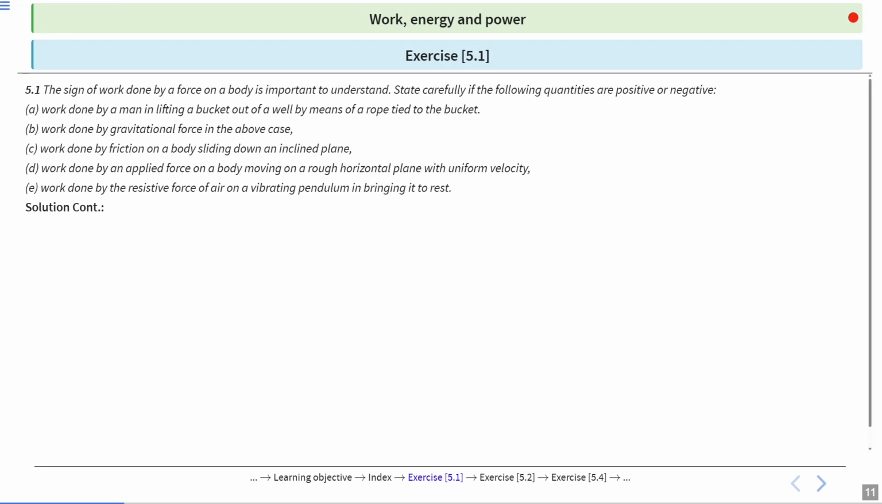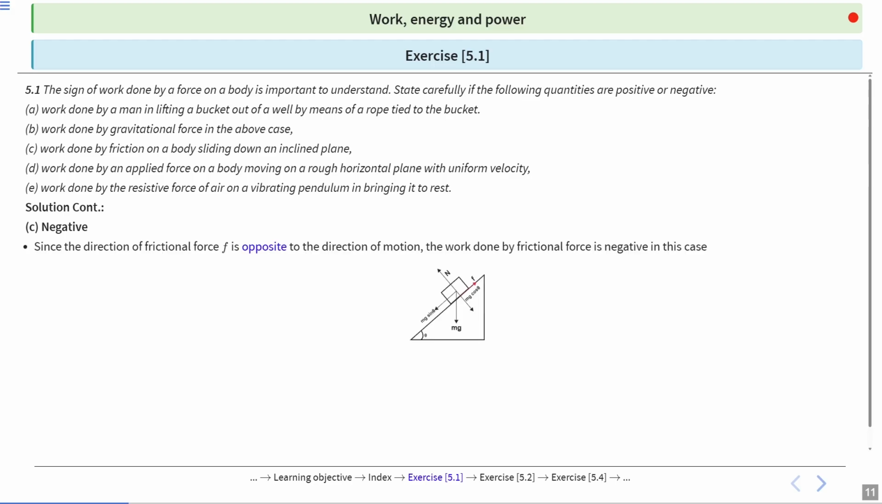Let's talk about the C. Work done by friction on a body sliding down an inclined plane. So the answer is negative. So in this question, the body is sliding down on an inclined plane. So here the direction of frictional force F is opposite to the direction of motion. If block is sliding in downward direction, then friction will act opposite to this direction. So in that case, work done by the frictional force is negative.